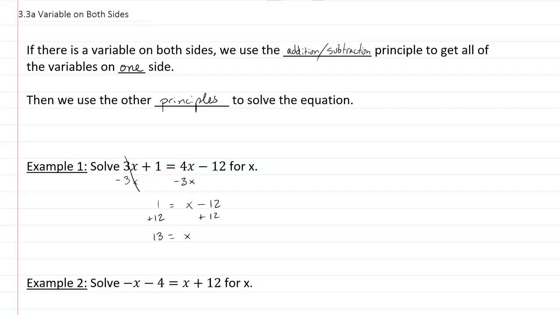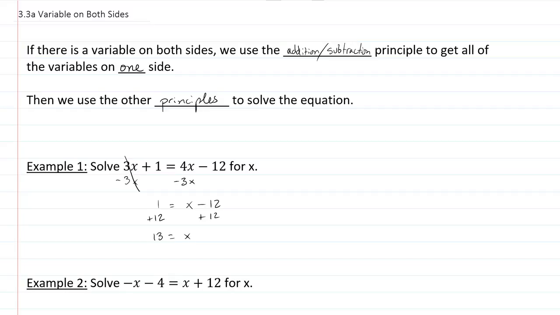And that's our solution. Now we could have gone the other way and subtracted 4x from both sides. That's totally valid. We would have just had a negative x on this left-hand side and had to use the multiplication principle, so it would be one extra step. But it's totally fine. That's the thing about solving these algebraic equations. You can go and solve them in multiple ways and still get the same answer.